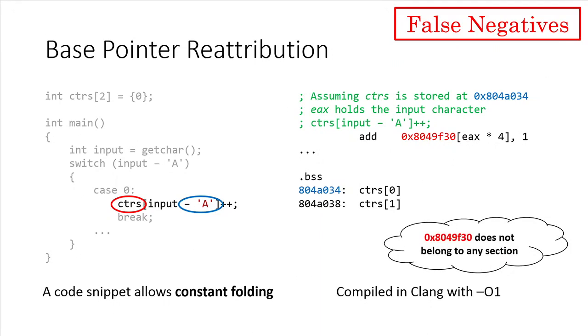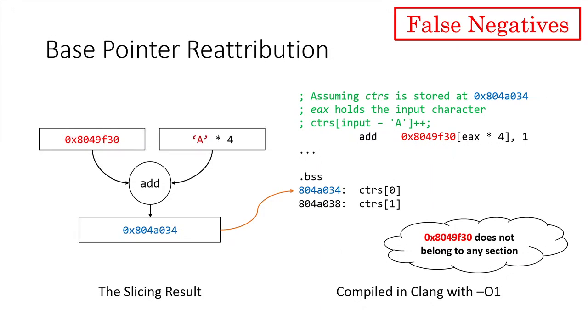Somehow the new base pointer, the new base address, does not fall into any memory section, so it wasn't classified as a pointer by the naive approach. What we do here is generate a program slice with both this new base pointer and the other data that is used when creating a new pointer, and then we run VSA on it.